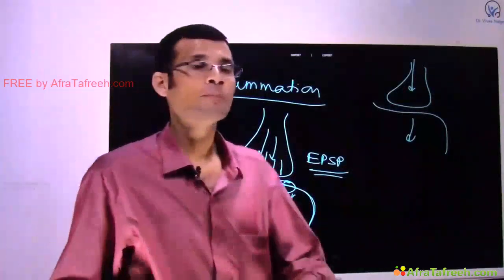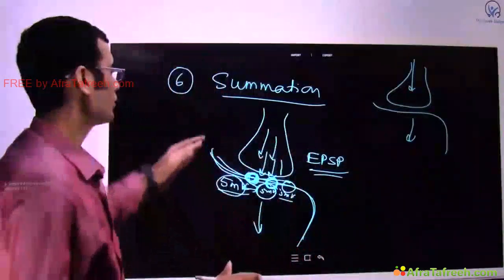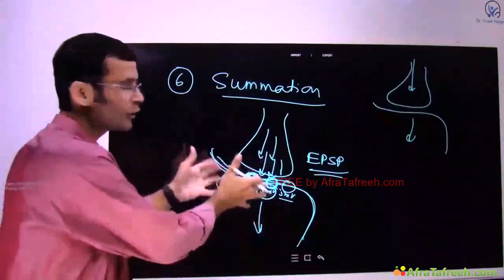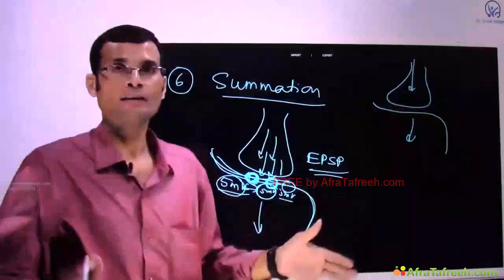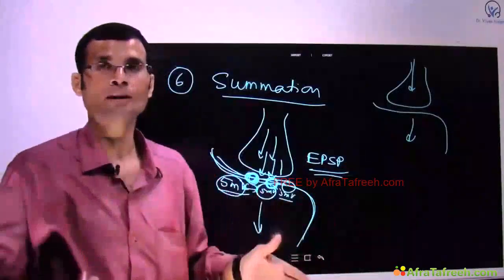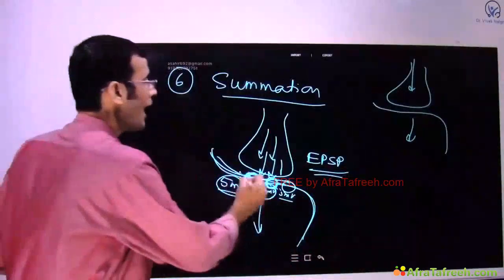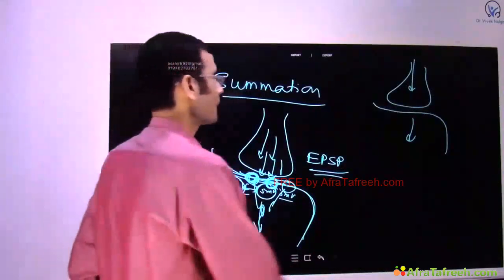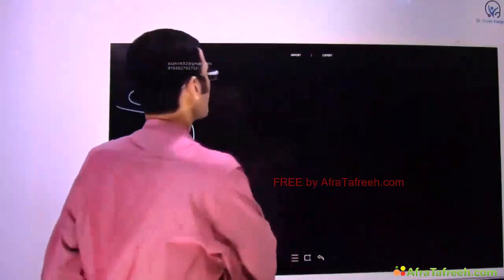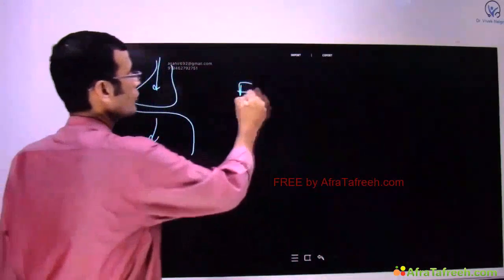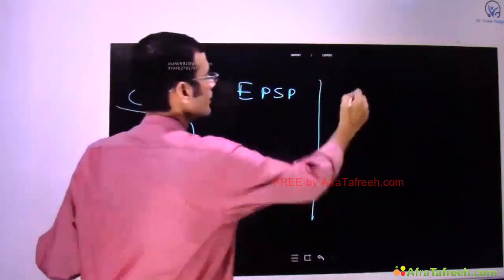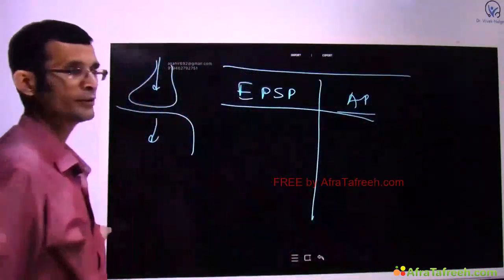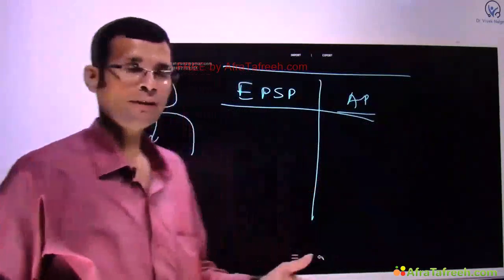So the point is, multiple action potentials in the presynaptic neuron will create multiple small EPSPs, small local depolarizing potentials. They all will add to form one action potential in the postsynaptic membrane. That's the summation. Let me just also tell you about the differences between EPSP and action potential. Both are membrane potentials. But what is the difference?